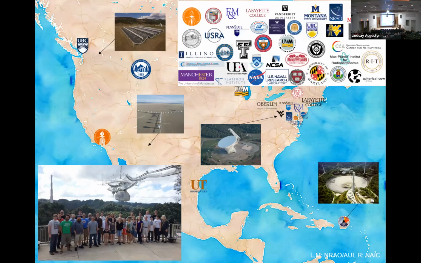We use 4 telescopes, one of which sadly collapsed about 1.5 years ago. So that was the Arecibo telescope down in Puerto Rico, which was a 300-meter telescope, 3 football fields across.